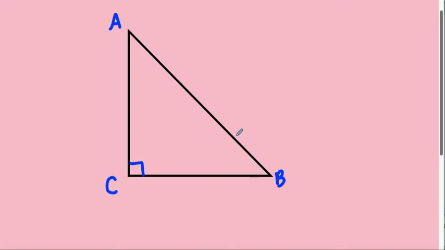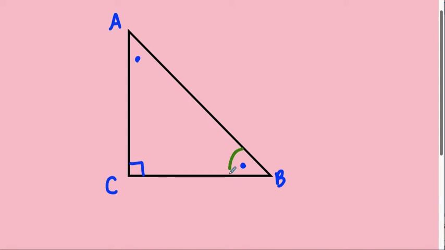Now, anytime we're talking about something in trig, we're going to be talking about a reference angle. A reference angle is one of the two acute angles in the triangle. So A and B would be reference angles. The right angle is never going to be what we refer to in the triangle when we're dealing with trig. But let's look at B.